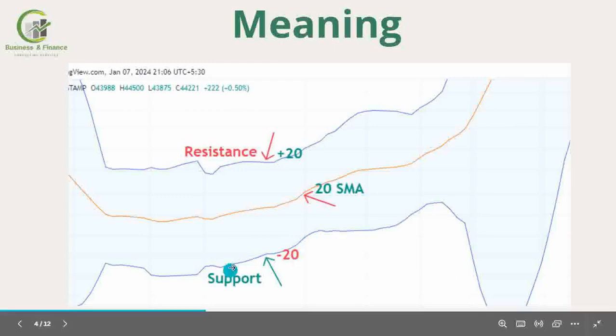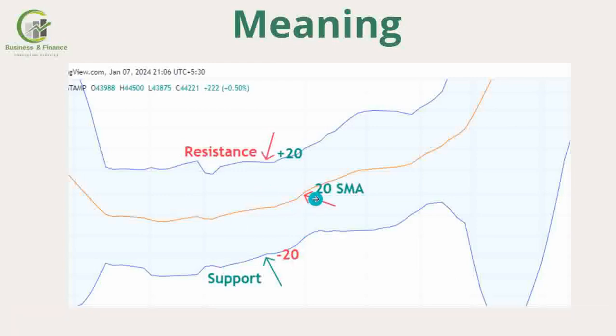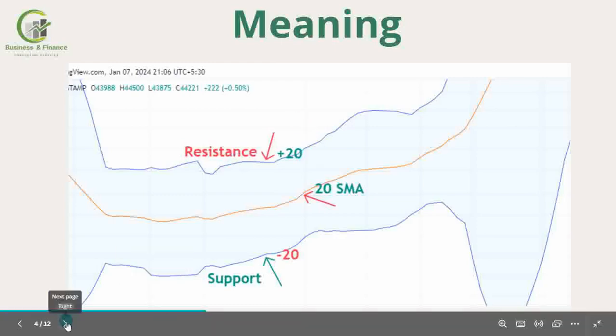So Bollinger Bands has three lines. The middle one is known as the 20 SMA. We call the lower one the lower Bollinger Band, which is minus 2, and it will act as support. And the upper side, the deviation of plus 2, we call the upper Bollinger Band. It will act as a resistance. Now we will discuss in detail.